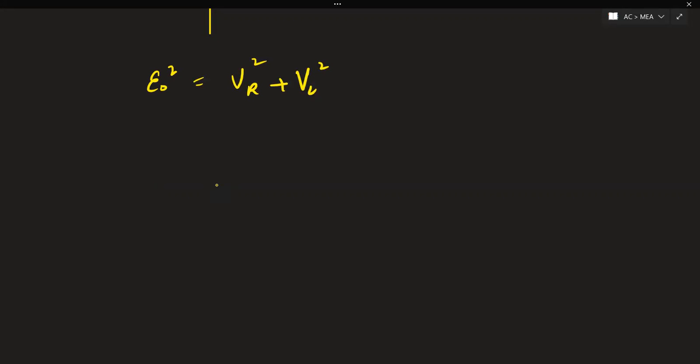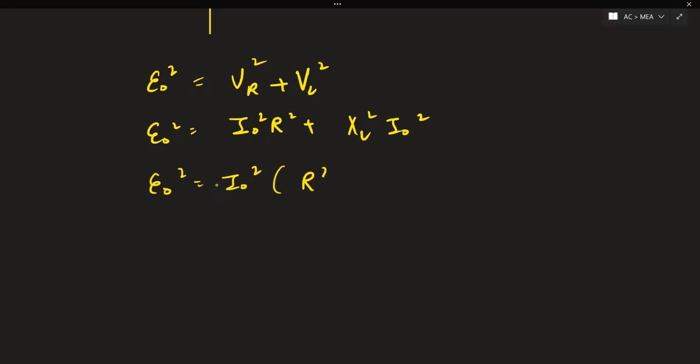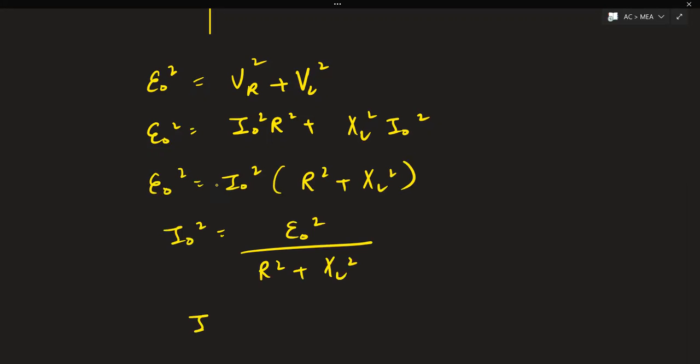Because you do not have the third quantity, capacitor, over here. So E naught square will be equal to what? From here you have I naught square R square plus XL square I naught square. Right class? VR is equal to IR, VL is equal to XL I. Take I naught square common. What is left? R square plus XL square. I naught square is equal to E naught square divided by R square plus XL square. I naught is equal to E naught divided by under root R square plus XL square.